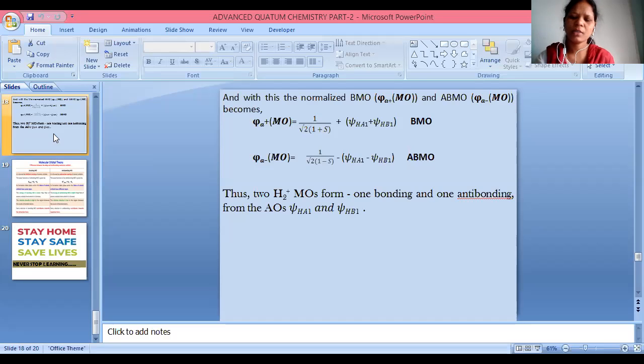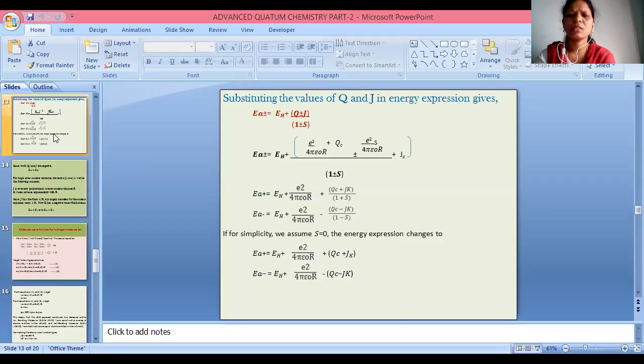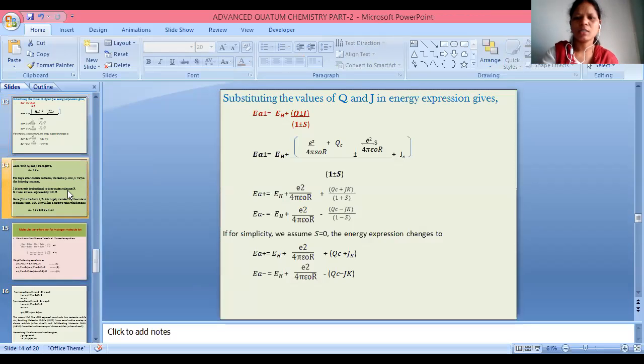In the previous case, we got the expression for energy. These are the energy expressions: plus, plus, into e square by 4 pi epsilon naught R, plus QC plus JK. In the other case, you will get QC minus JK. So these are the two corresponding energies.